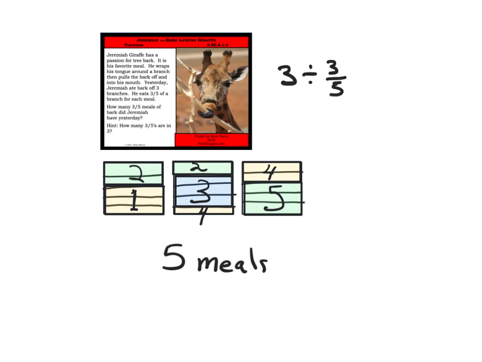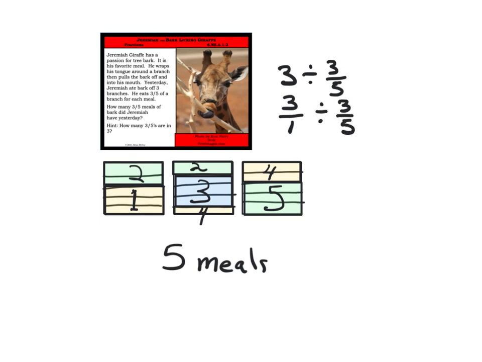Now, once again, he's got 3 branches. Here's 1, 2, right? There's a third one somewhere. And we're dividing that into meals of 3/5 of a branch, right? So now we're going to take this 3 and convert it into an improper or top-heavy fraction. And we'll just make it 3 over 1, right? And then we're going to divide that by 3/5, right?